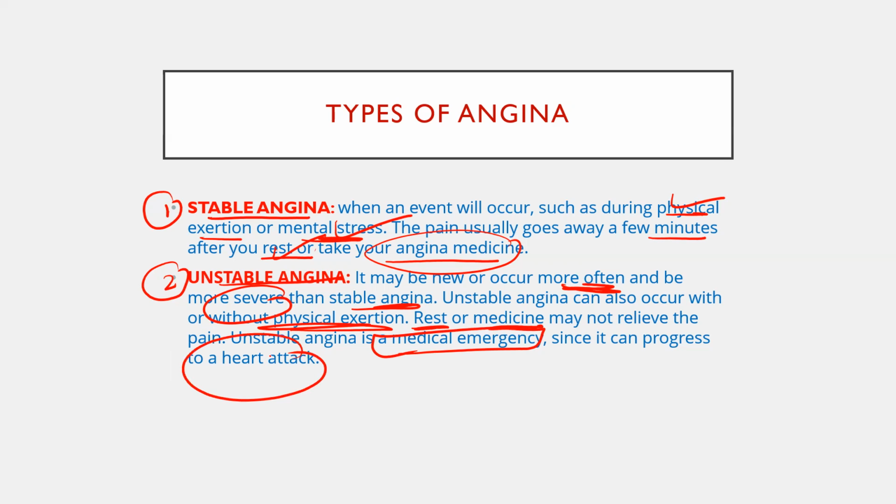So there is a difference between stable and unstable angina. Stable angina occurs due to some precipitating factor and it will be relieved when the precipitating factor is removed. But in unstable angina, there will be no precipitating factor and it can further lead to a heart attack. So this is a medical emergency and needs to be taken care of.